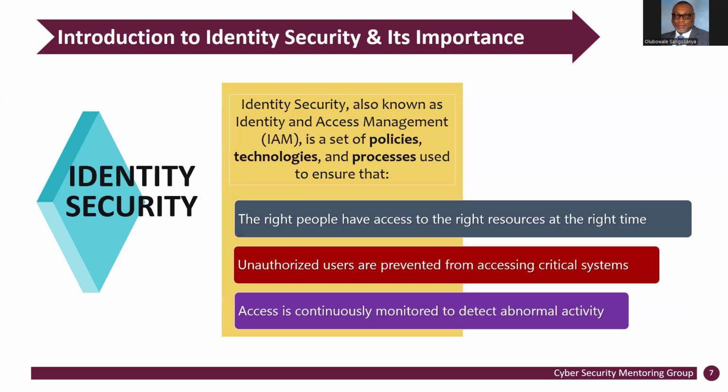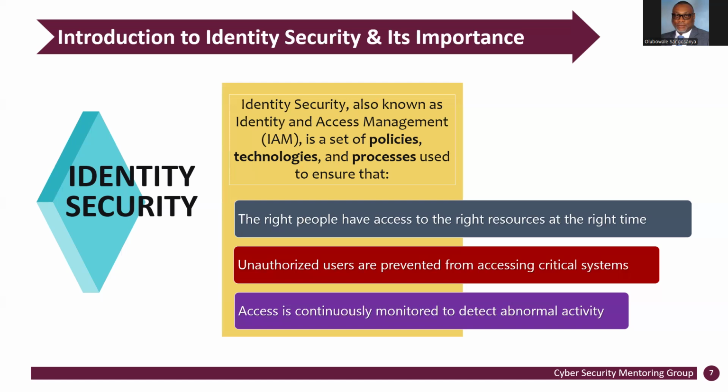Now, when you're talking about identity security, which is also known as identity access management, there are 3 basic components. There are policies involved, there are technologies involved, and there are processes involved. The policies are the governing rules that guide the behavior of the systems and of the identities. Technology and the process. The process is the way people then behave or do things. The goal is ensuring that the right people have the right access to the right resources at the right time.